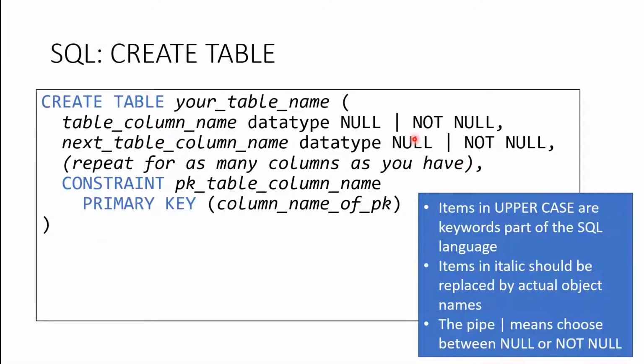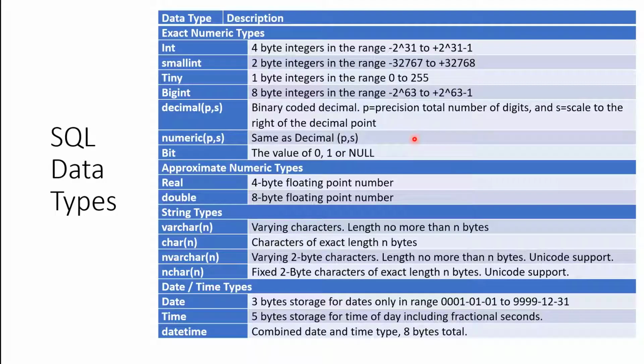Before we can actually create a table, we need to understand the SQL data types. There are basically 4 different kinds of data types. There are exact numerics, which, as the name implies, are not estimates of numbers. They are actual numbers, and these are ints and decimals and bits, which are true-false values.